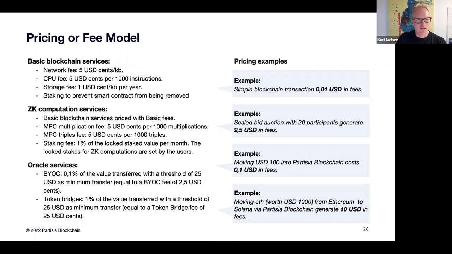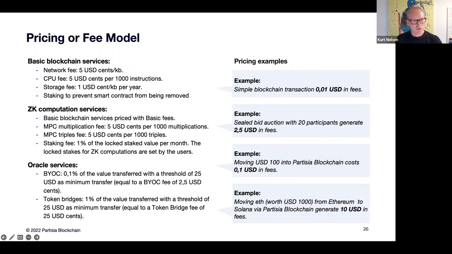So these are the fees for running the system. We have some basic blockchain services, then some specialized CK computation services, and some Oracle services. These are the three types of nodes. We have some basic costs for basic services: network, CPU, storage. You know that from cloud computing, right?